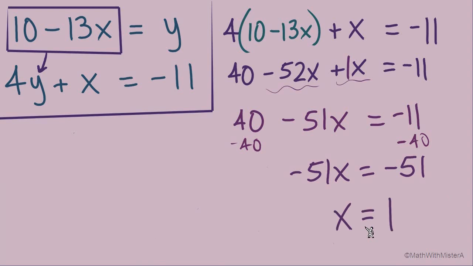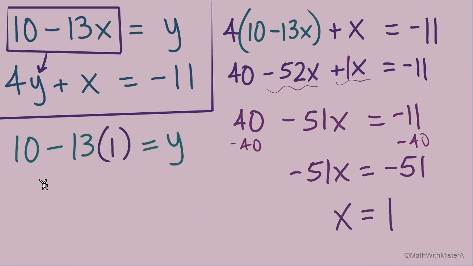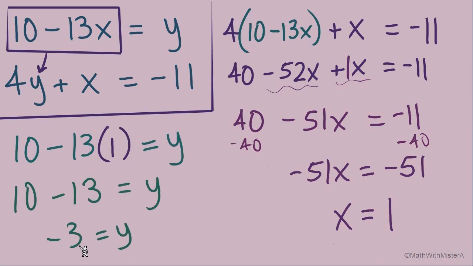Now let's find what our y value is. Let's take x equals 1, and we'll be plugging it in right up here. 10 minus 13x equals y, so 10 minus 13 times 1 equals y. And our order of operations will take us to 10 minus 13 equals y, and that's negative 3 equals y.